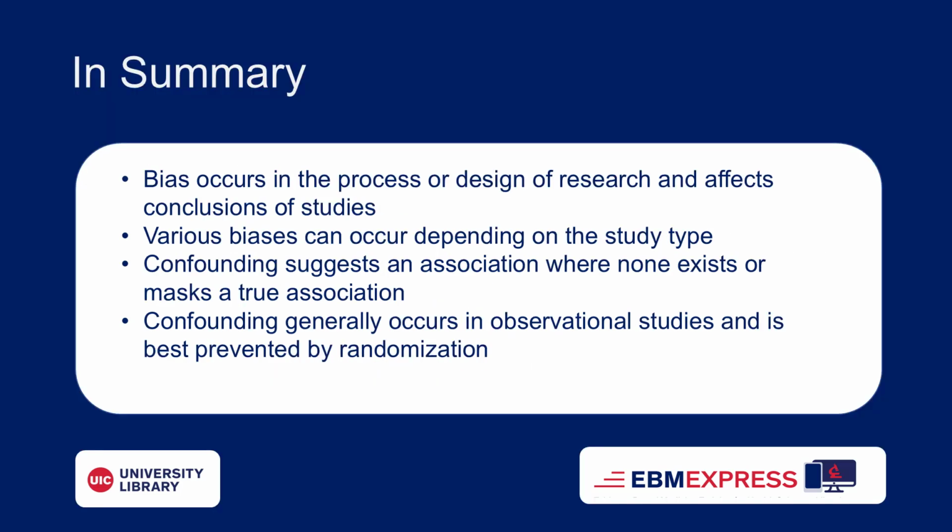In summary, bias occurs in the process or design of research and affects the conclusions of studies. Different biases can occur depending on the type of study. Confounding suggests an association where none exists or masks a true association. It generally occurs in observational studies and is best prevented by randomization.